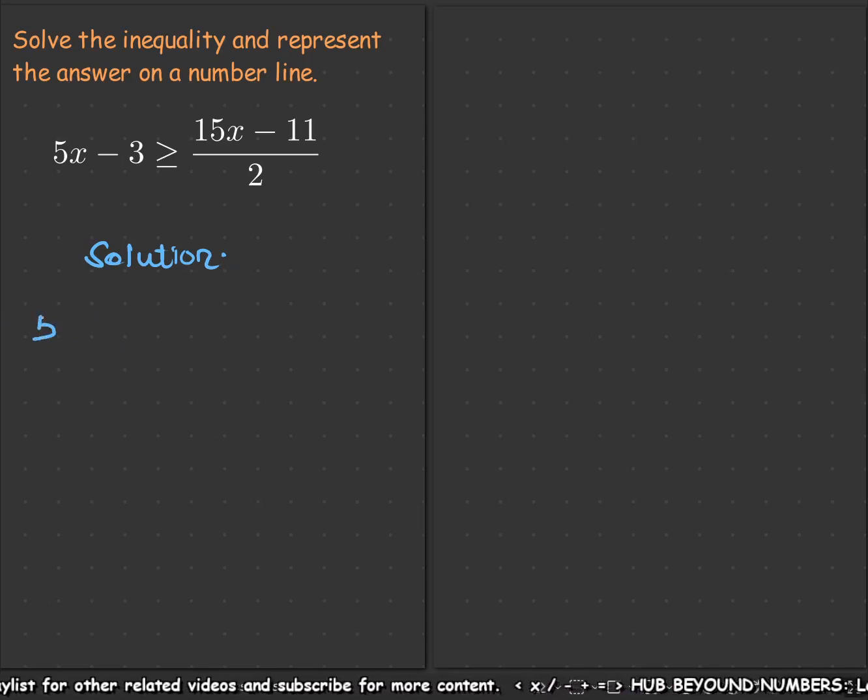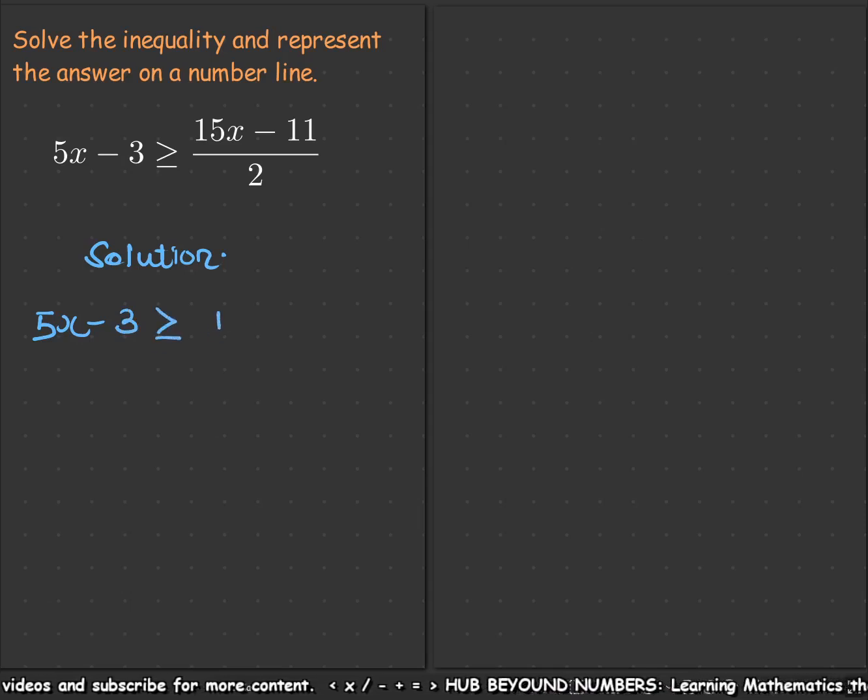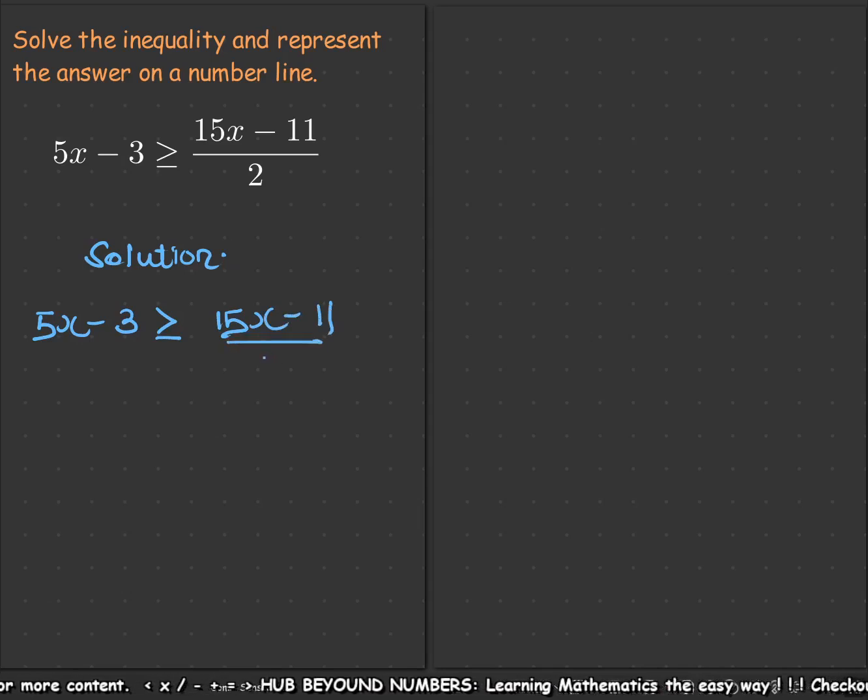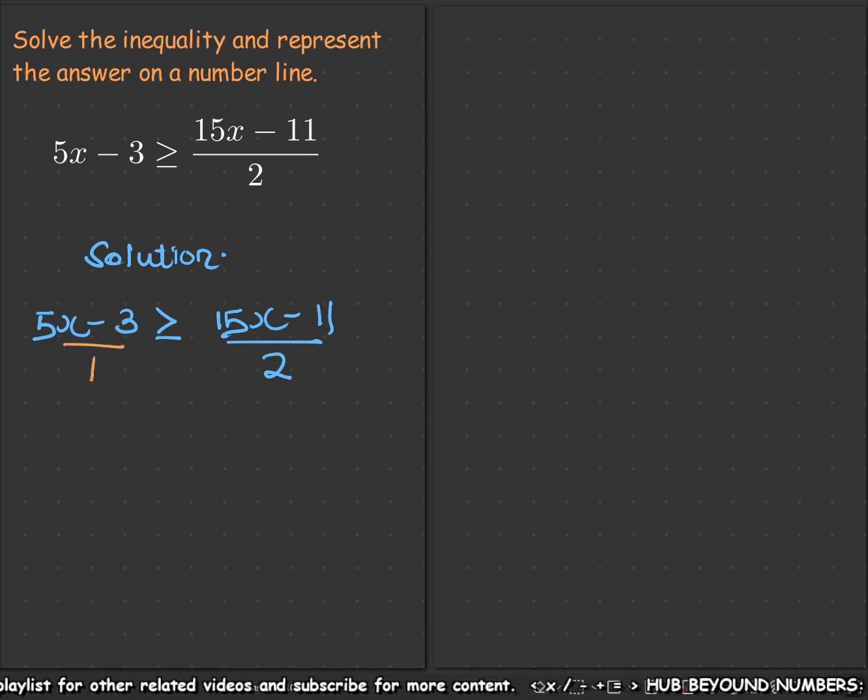So we have 5x minus 3 is greater than or equal to (15x minus 11) all over 2. This is an inequality, and as we can see, we have a denominator here. There's a fraction involved. Anytime there's a fraction involved, you can choose to remove the denominator. There's only one fraction, so you can just cross multiply. You should know that this here is over 1.